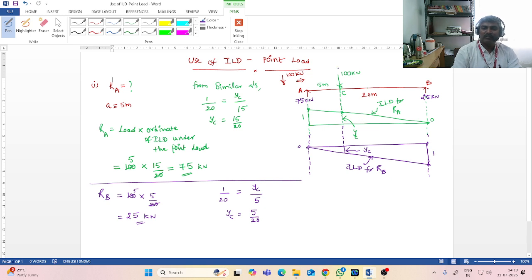Similarly, whatever may be the position of the point load, you just have to drop that position, calculate the height of the ordinate of the ILD, and multiply that ordinate with the load given. That will give you the reaction values. We will continue further for the other functions like shear force and bending moment.